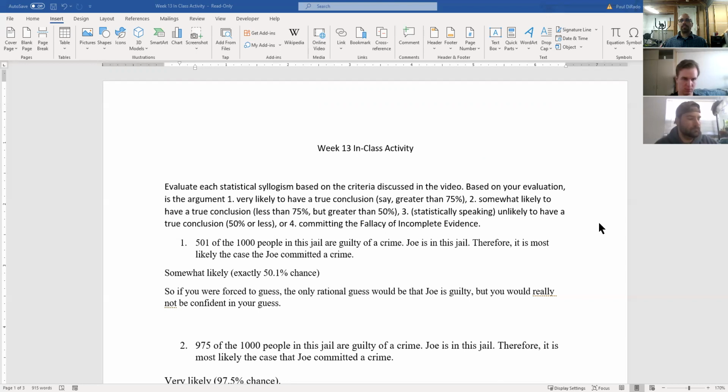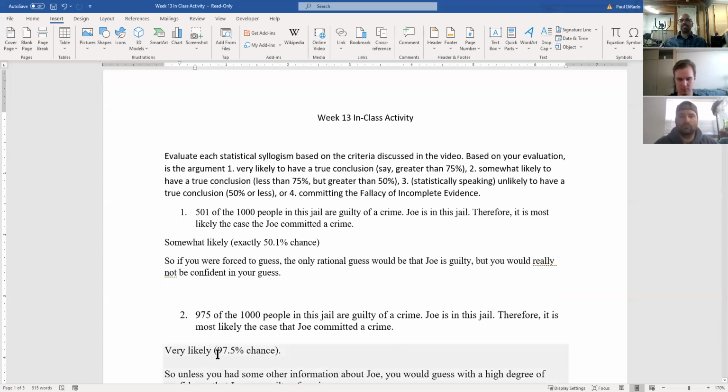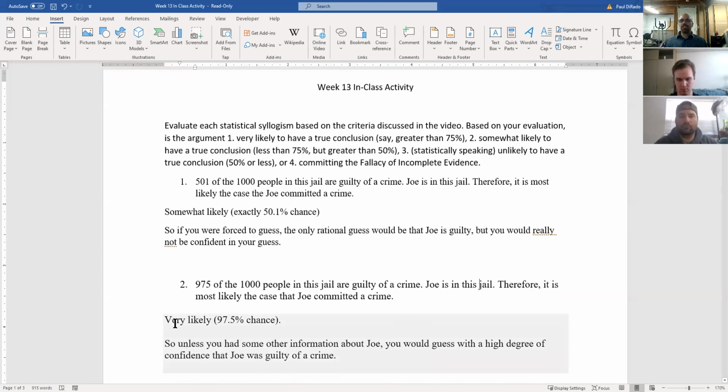All right. Again, in this case, it seems like the only thing we know about Joe is that he's in the jail. So it seems like all of our known information about Joe is being included in the percentage, right? Joe is in the jail. Here we have a much better jail, right? 97.5% chance that the person in the jail is indeed guilty of some sort of crime. And so, yeah, again, here you'd say the conclusion is very likely to be true based on the information we have available to us.